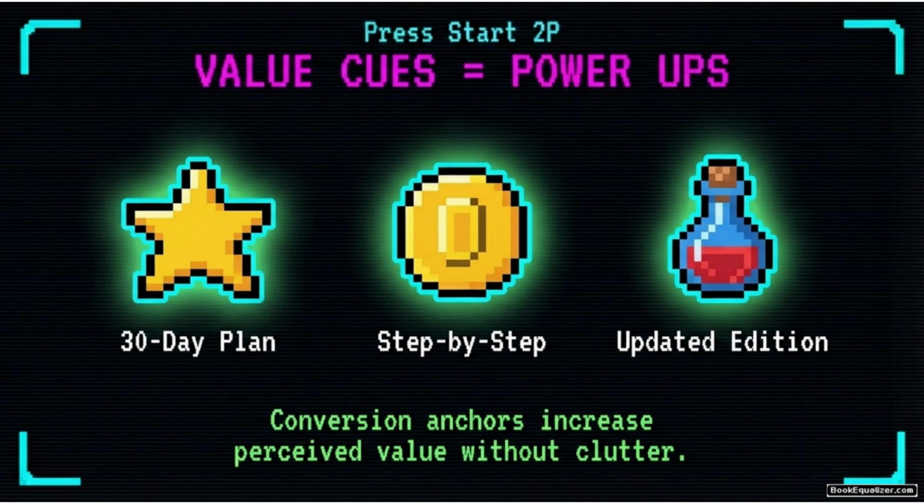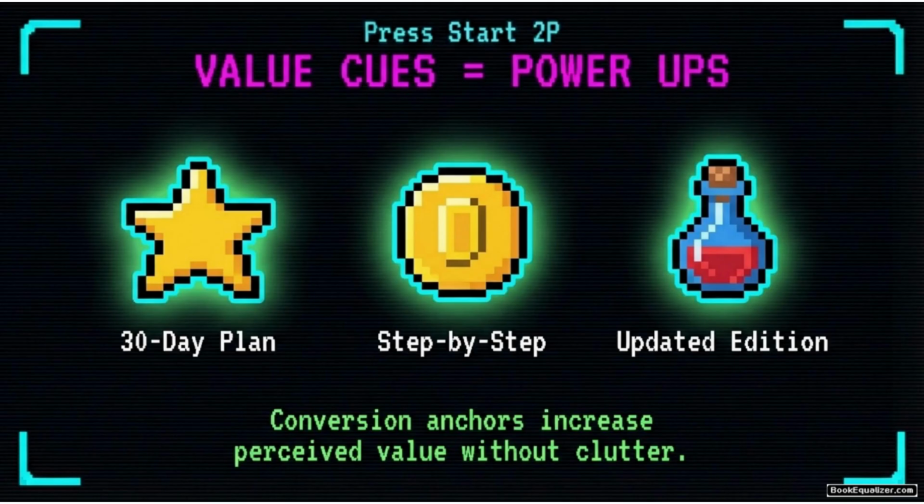Value cues equal power-ups. These are conversion anchors. Look at these. 30-day plan, step-by-step, updated edition. These aren't just labels. They're psychological triggers that increase perceived value without adding clutter. 30-day plan says, this is structured, actionable, complete. Step-by-step says, this is easy, accessible, you won't get lost. Updated edition says, this is current, relevant, improved.